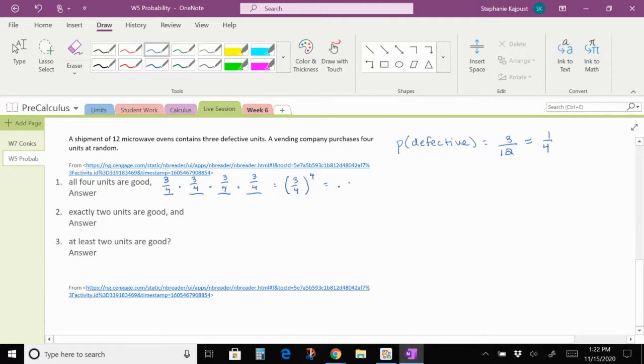So this comes out to 0.316, which is 31.6% of the time. Or basically, there's a probability, 31.6 percent, that you're going to get 4 good units, which is not great. Not great, but that's because there's a high probability of them being defective.